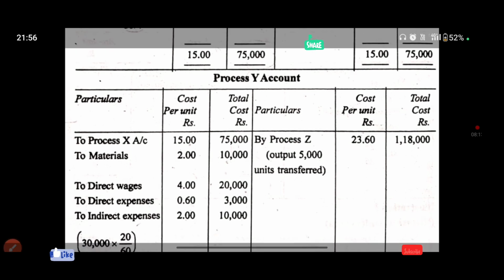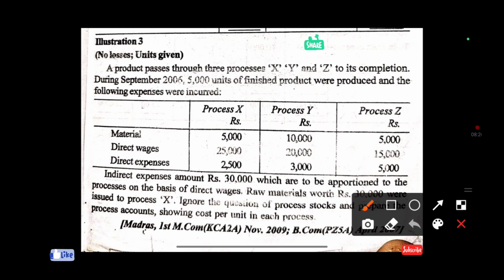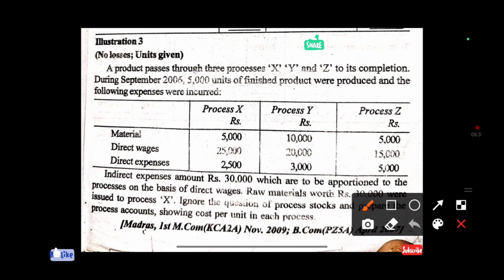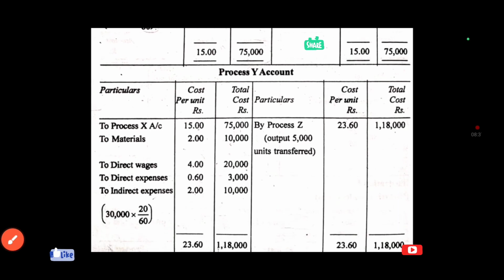So process X account's output is considered as the process Y account input. After entering the input taken from the output of process X account, we transferred process X account's output as the input for process Y account. After entering, then as usual all the costs taken for process Y account you are going to enter on the debtor side of the process Y account.